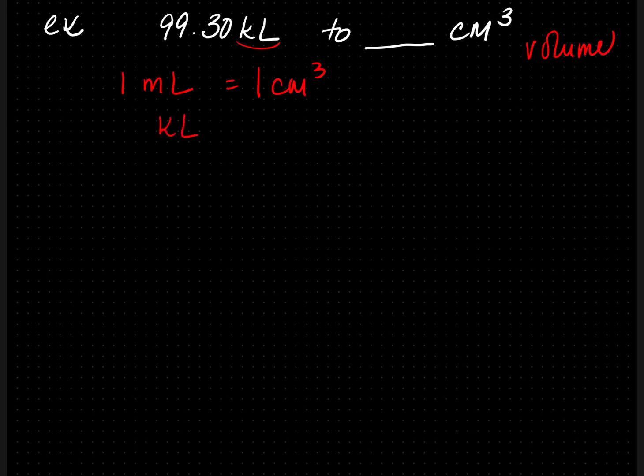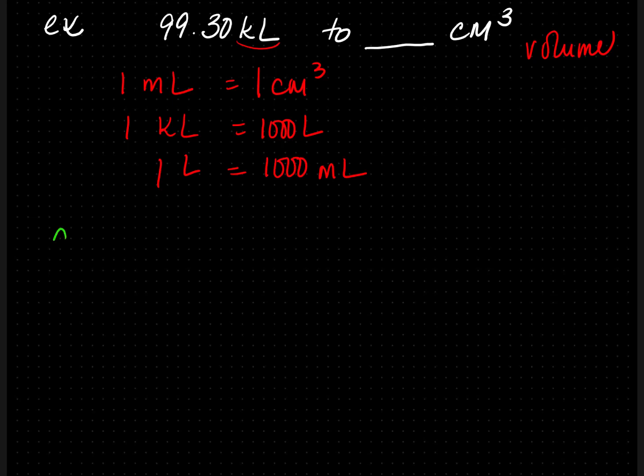So kiloliters to the base, which is liter. Bigger prefix is kilo, so that gets a 1. There's 1,000 liters. Next, we're going from liters to milliliters. Bigger prefix is liters, so that gets a 1. And milliliter is 1,000. I'm going to start with what's given.